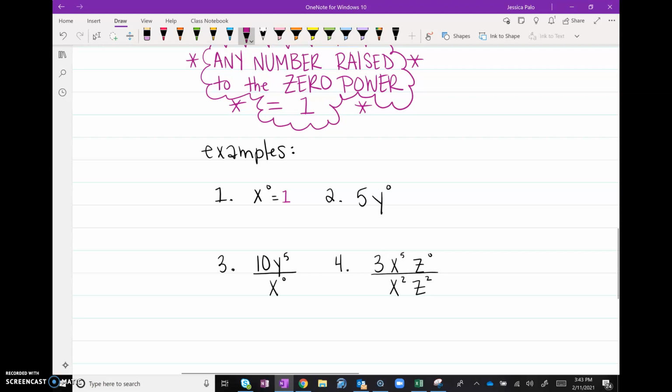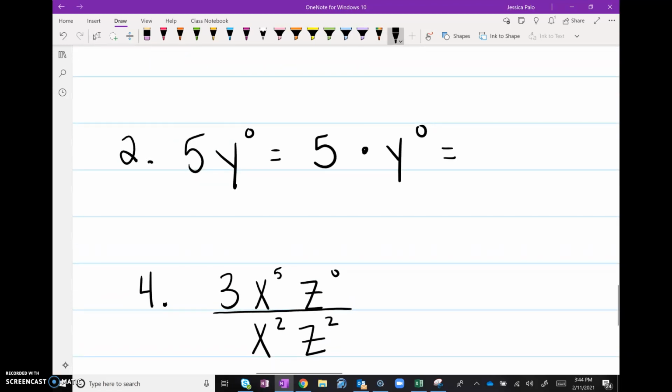Number 2, there are now 2 parts to this expression. There is a 5 and there is a y to the 0 power. 5y to the 0 power is the same as saying 5 times y to the 0 power. Five is not being raised to a power. The power is invisible, and we know that ones are invisible, so really this is 5 to the first power.